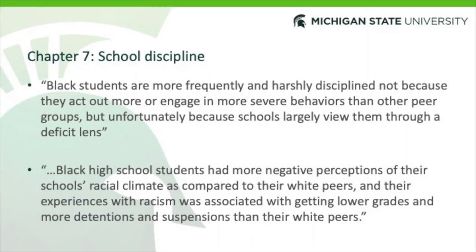The second quote: "Black high school students had more negative perceptions of their school racial climates as compared to their white peers, and their experiences with racism were associated with getting lower grades and more detentions and suspensions than their white peers." Not only are schools treating kids differently, but kids, especially Black kids, are experiencing and seeing different racialized contexts, and experiencing school fundamentally differently than their white peers, and that experience in itself is almost setting them up.